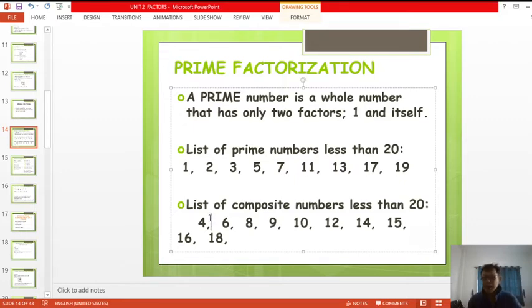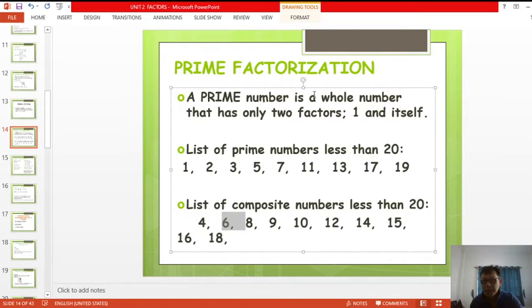So meaning, this is not a prime number. Why? Because the definition of a prime number is 1 and itself. Do you understand? Again, I will repeat it. Let's try number 6. What are the factors of 6? Remember when we learned about factoring? The factors of 6 are 3 times 2. So is that a prime number? No. Why? Because look at the definition again.